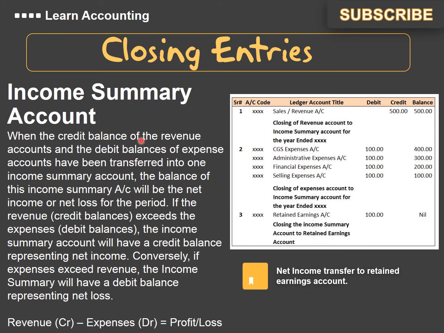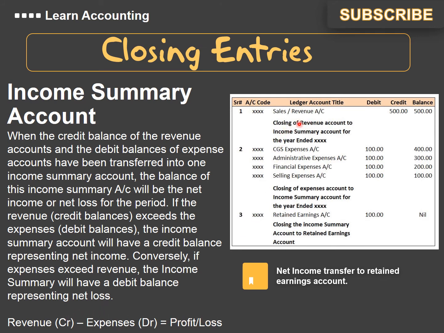Let's discuss now income summary account. We have made some entries, like we closed already the sales account and expense account. So both accounts were closed with the income summary account. When the credit balances of the revenue and the debit balances of expense are transferred to one income summary account, the balance of income summary account will be net income or net loss. So if the revenue exceeds the expenses, there will be profit. If the expense exceeds the revenue, there will be a loss.